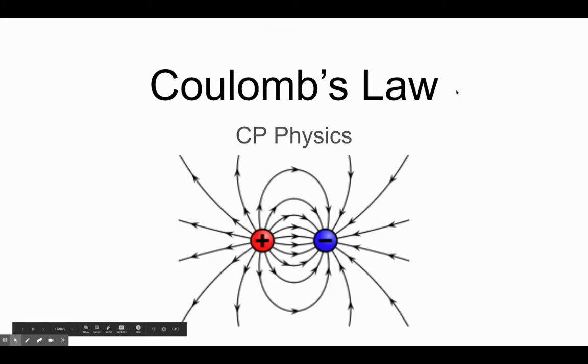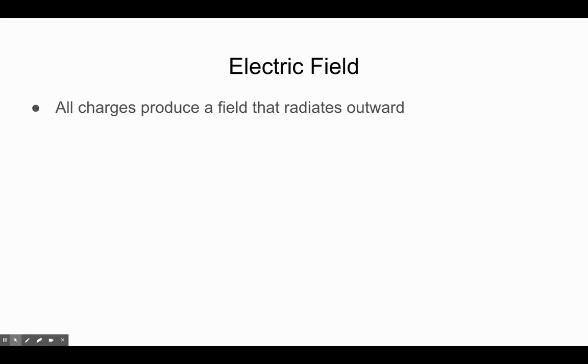All right, let's talk about Coulomb's law. Now, before we talk about Coulomb's law, we have to talk about the electric field because Coulomb's law arises from the electric field. So the electric field, all charges produce a field that radiates outward.